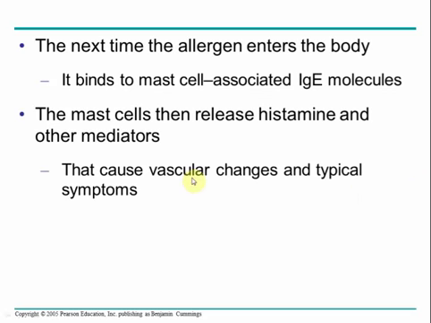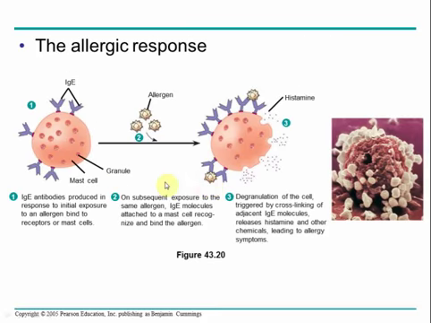And remember, inflammation is triggered with vascular changes and so on. So here's the allergen, binds to IgE on the mast cells. IgE on the mast cells trigger release of histamine, and then the histamine leads to these allergy symptoms: flushing, red, itchiness, and so on.